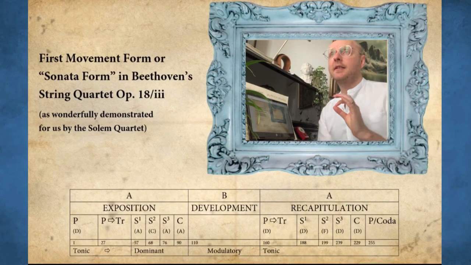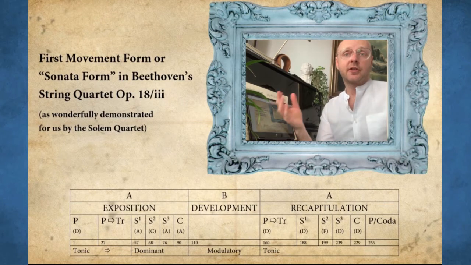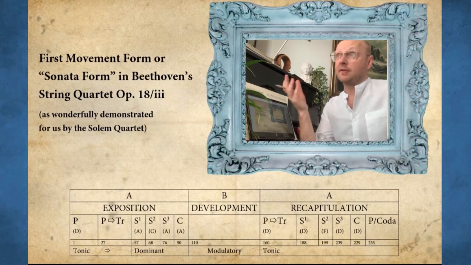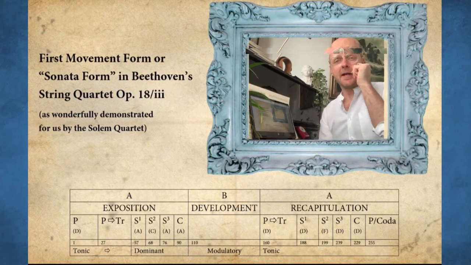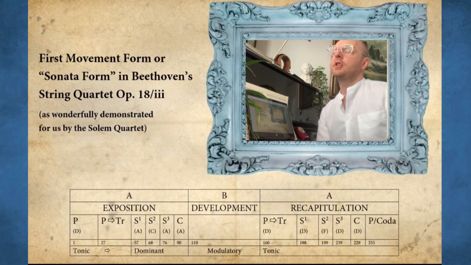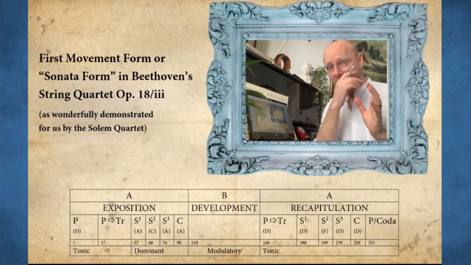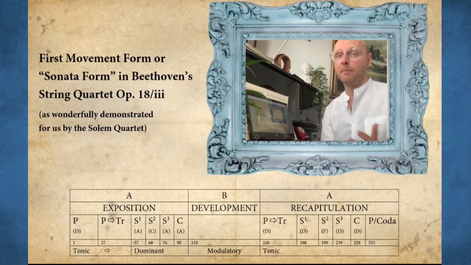So I thought I'd look at the first movement of Beethoven's Opus 18, Number 3, Quartet. You'll know that a lot of these classical chamber works, as well as symphonies and bigger works, are divided into different movements. Four tends to be a standard, sometimes three. Now, it tends to be the case that the first movement is structured in a particular way. We often call this first movement form or sonata form.